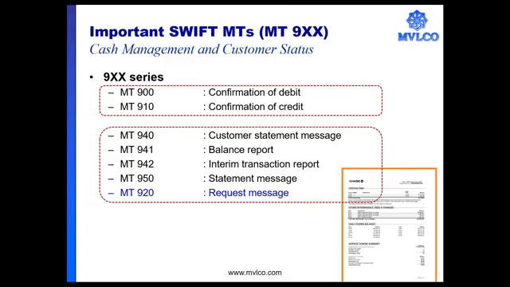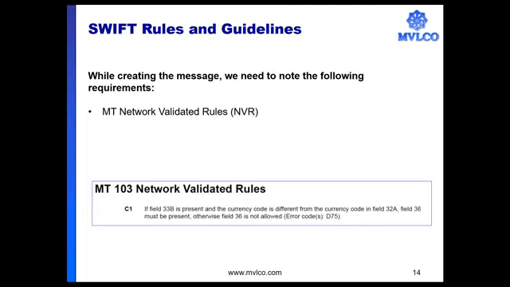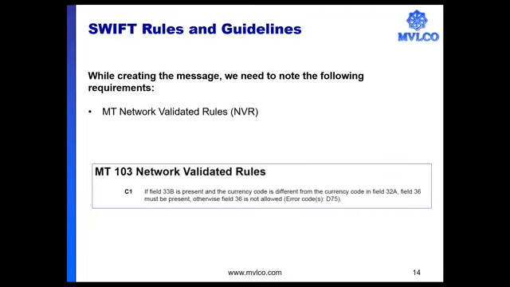Now, having understood this MT 9 series, let's move forward to the rules. Now I am taking you through the process where we have understood that I would use MT 1 series for my customer payments. I would use 2 series when I am making a bank-to-bank payment. I would use 9 series when I want to receive or send information to my customers, or I want to receive information from my bank. That's how I'll use the 9 series.